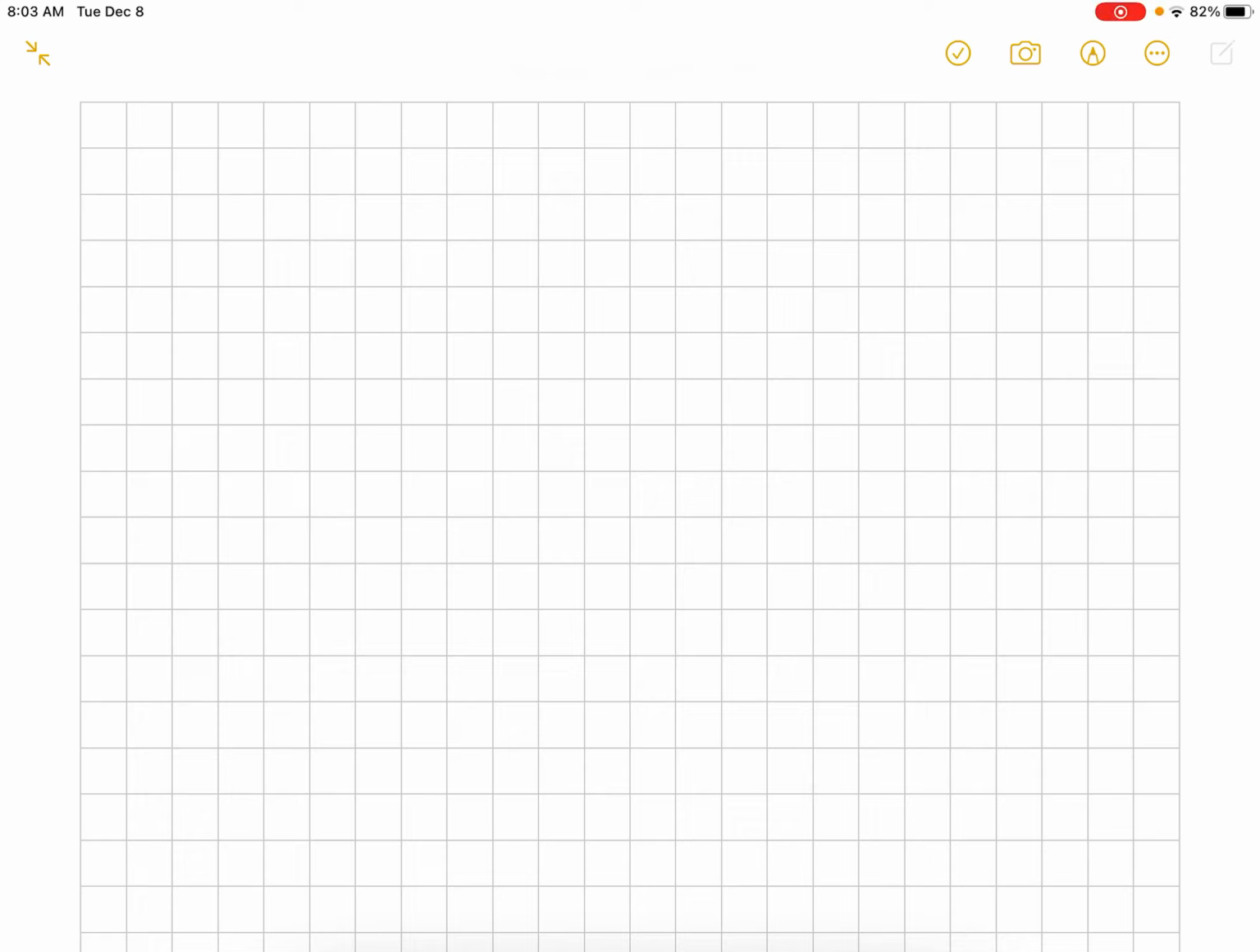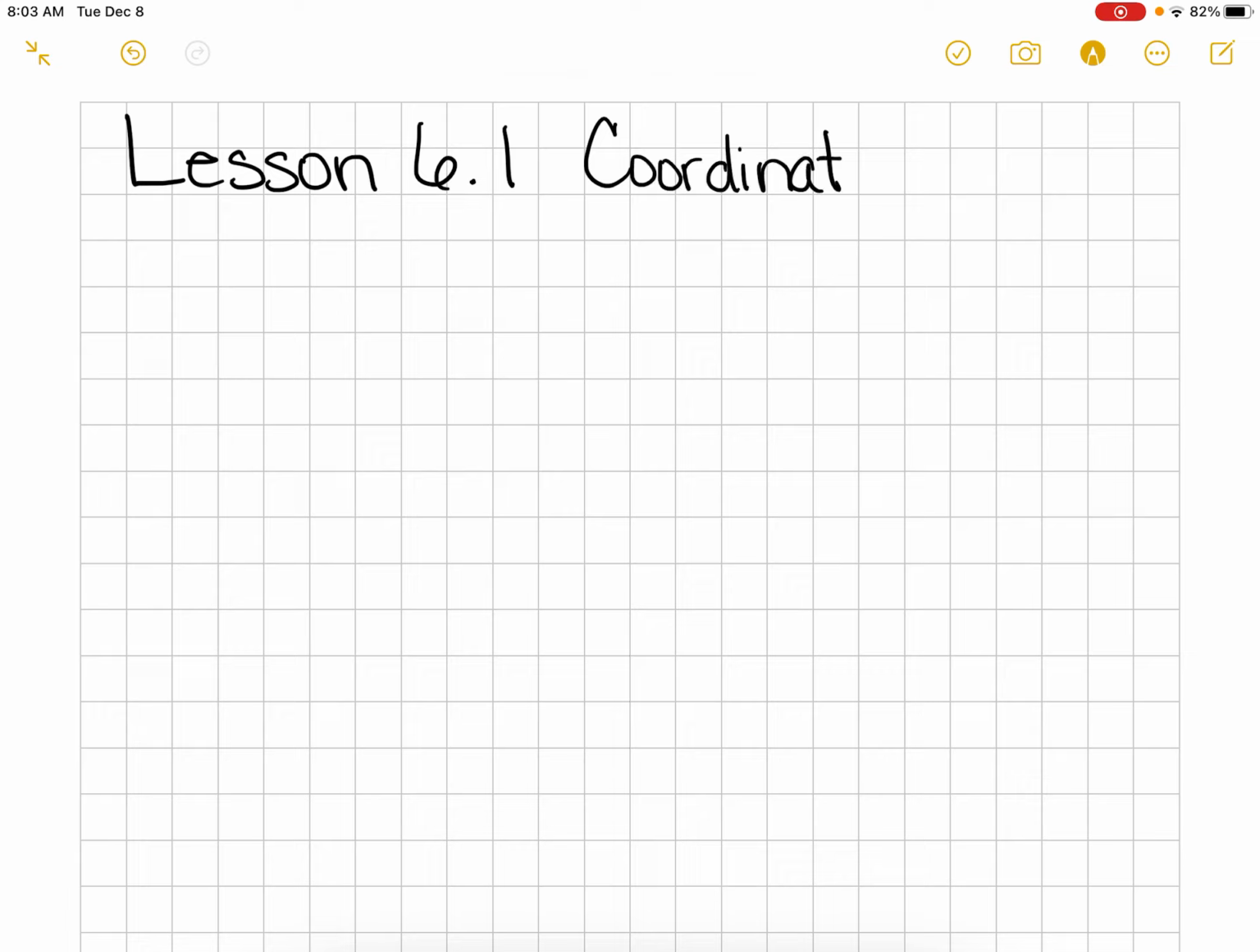Hello students, today we are doing lesson 6.1, and as you notice my screen looks different today because we are doing graphs. So these are called coordinates in a plane. Most students have seen these before, but maybe you haven't worked a lot with coordinates and so you need a reminder. So we're going to be making a few graphs today.